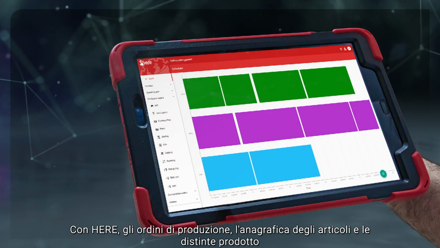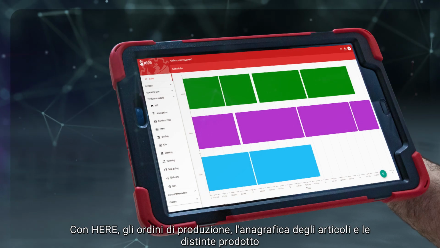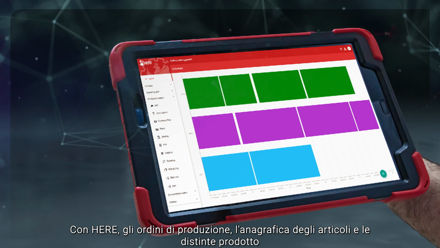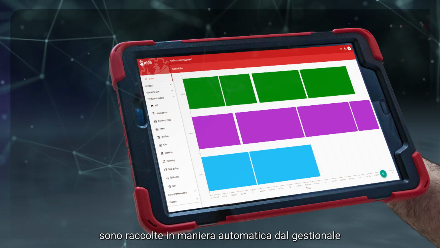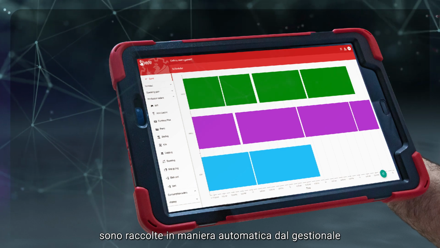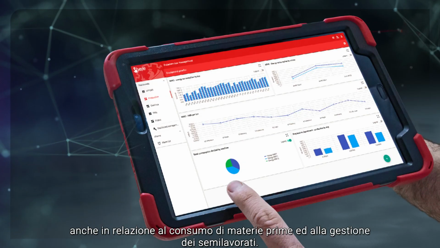With Here, production orders, article data, and product notes are collected automatically by the control system and presented to the operator through production scheduling, thus avoiding manual entries that could lead to wasted time or errors. Manufacturers can analyze cost and quality, also in relation to raw material consumption and semi-finished product management.